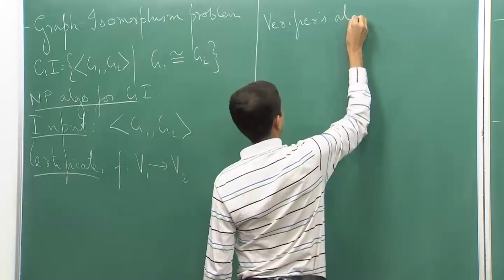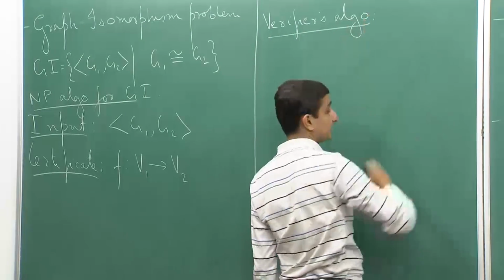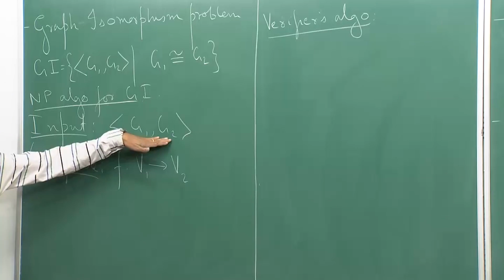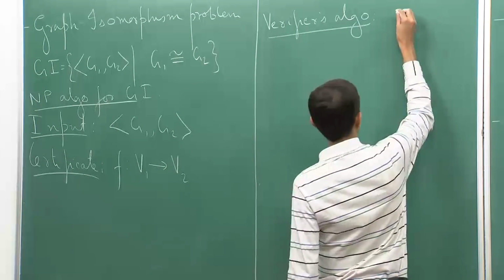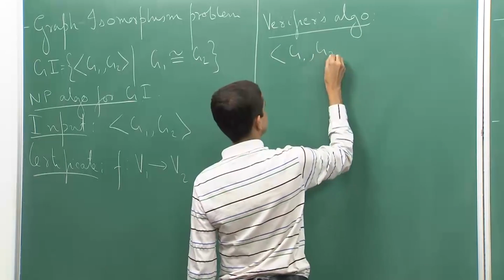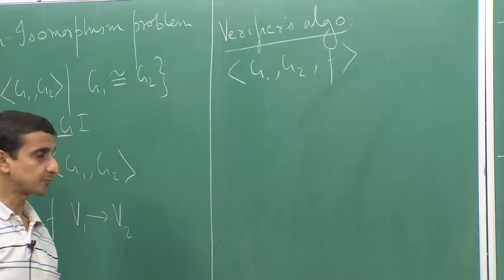Verifiers algorithm. Okay. So, observe that what does the verifier take as input? The verifier will take as input the original input and the certificate. Okay. So, the verifier has input G1, G2 and the function f.